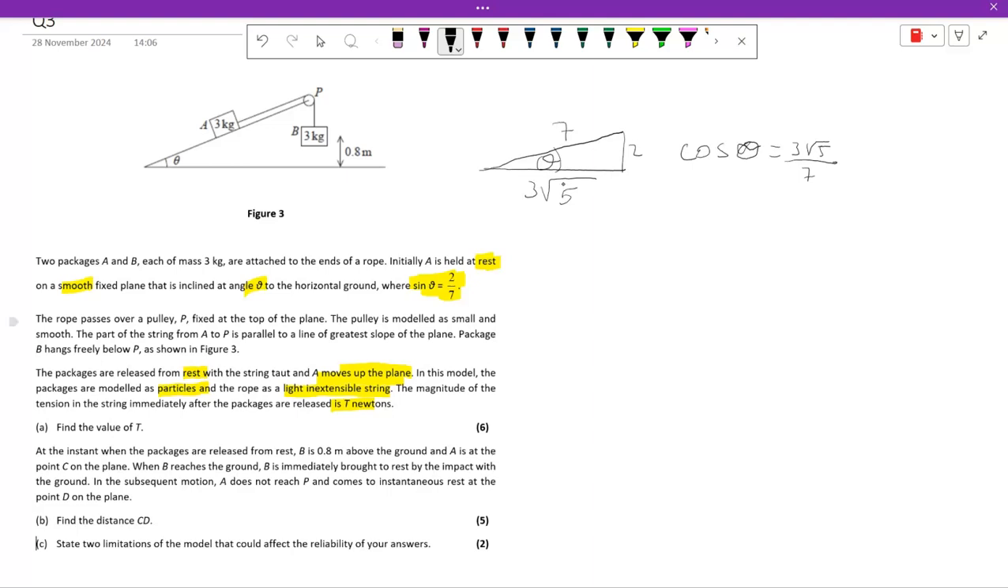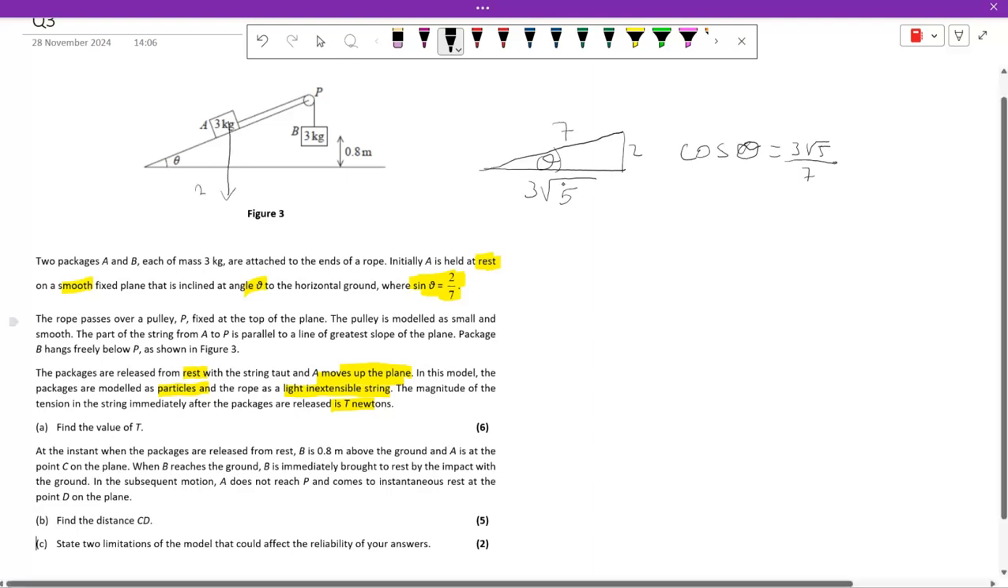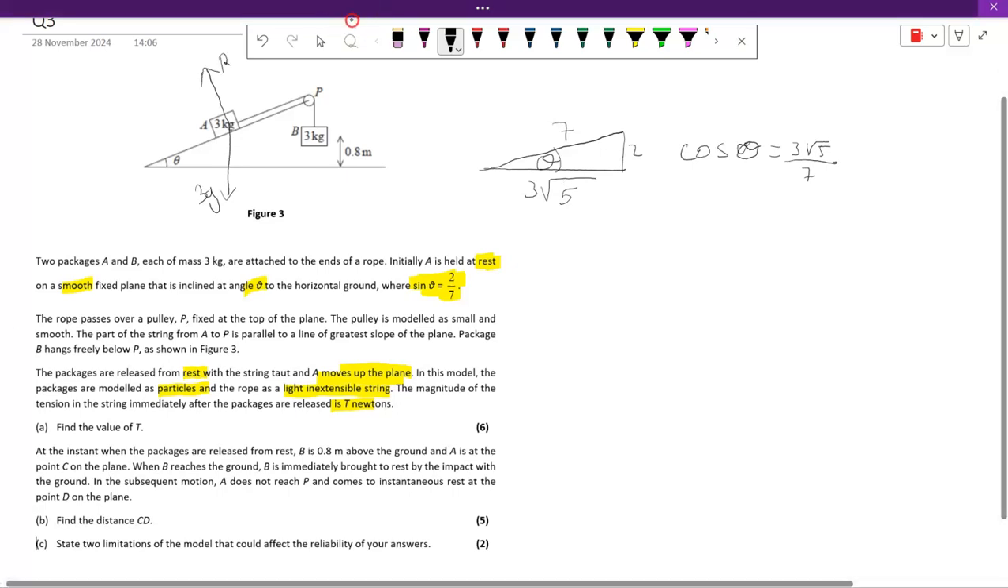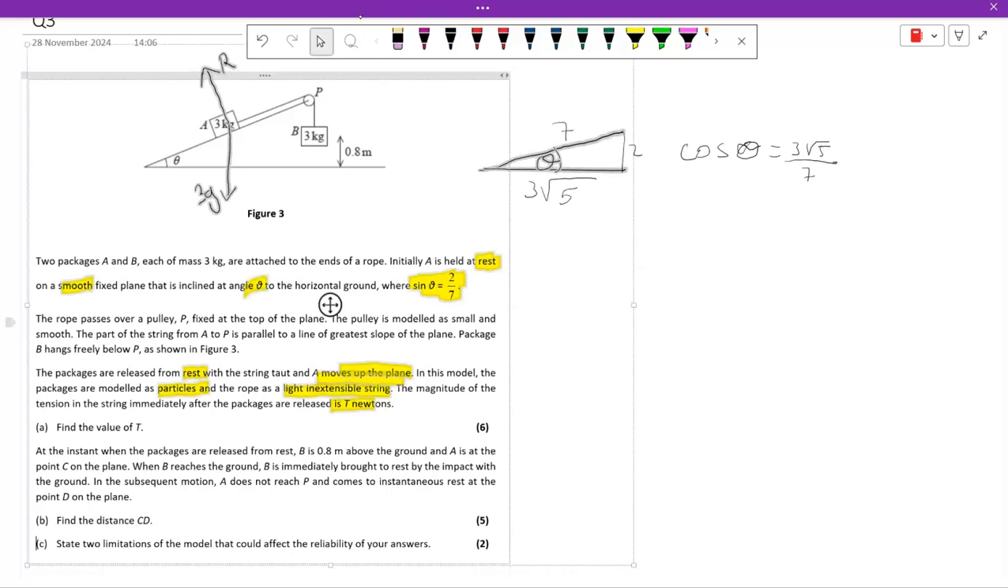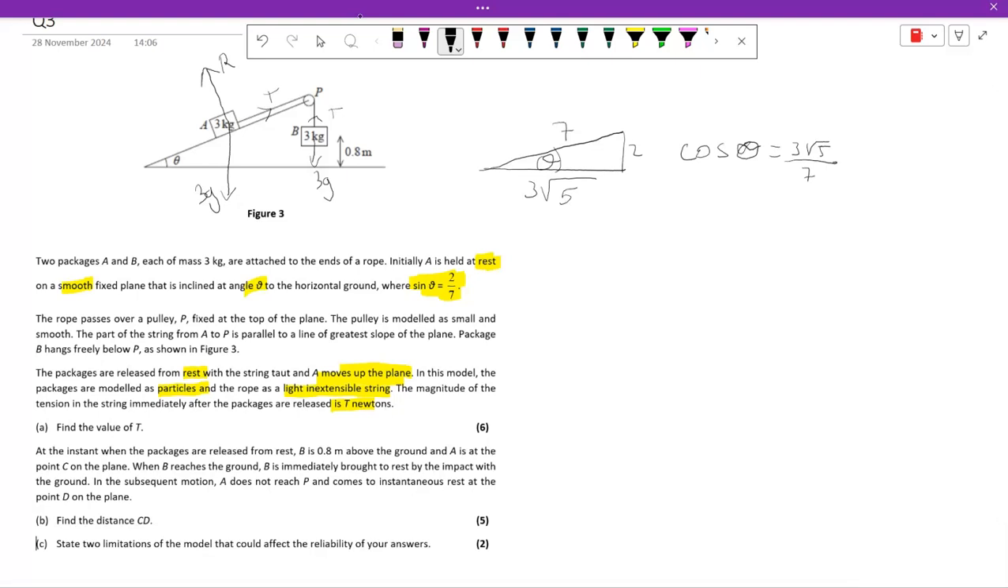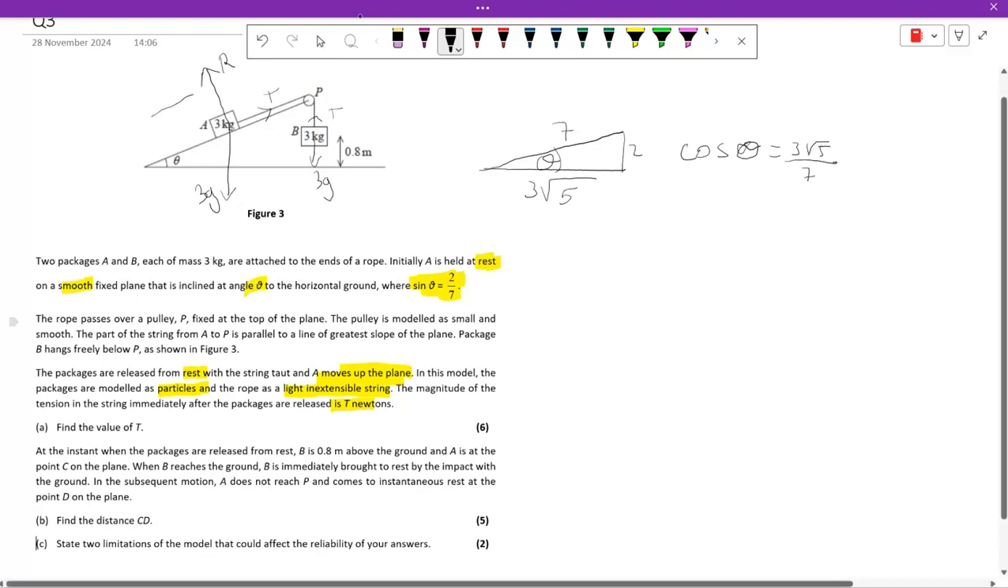Alright, so let's label our forces now. We've got the weight component, 3g, going down on this particle. We've got the reaction going here, and it's a smooth plane, so there's no friction, but there is a piece of string, so let's put a tension in here. And then you've got tension going on this side for particle B, and you've got a 3g weight component. So if I look at particle A, that's going to accelerate up the plane, and particle B, that's going to accelerate downwards like that.